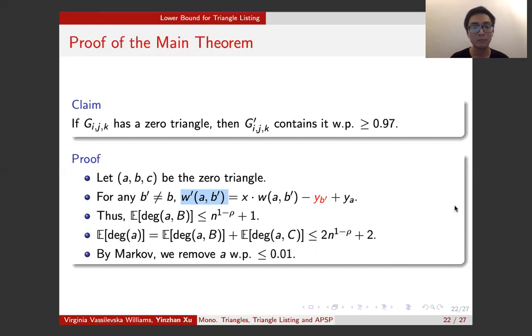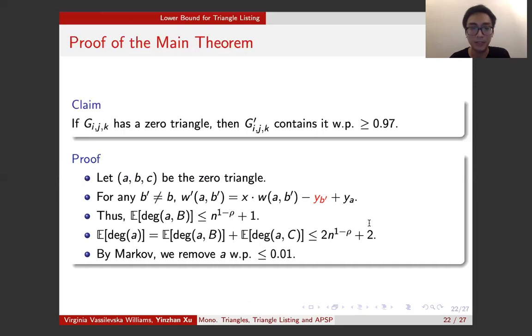Therefore, the edge AB prime is in G_ijk with probability only n to the negative rho. Summing over every B, we get that the expected number of edges between A and capital B is at most n to the 1 minus rho plus 1, where this plus 1 comes from the edge AB itself. And we can similarly bound the number of edges between A and capital C and get that the expected degree of A is bounded by 2 times n to the 1 minus rho plus 2. So by Markov, we get that the degree of A is too large only with probability at most 0.01.